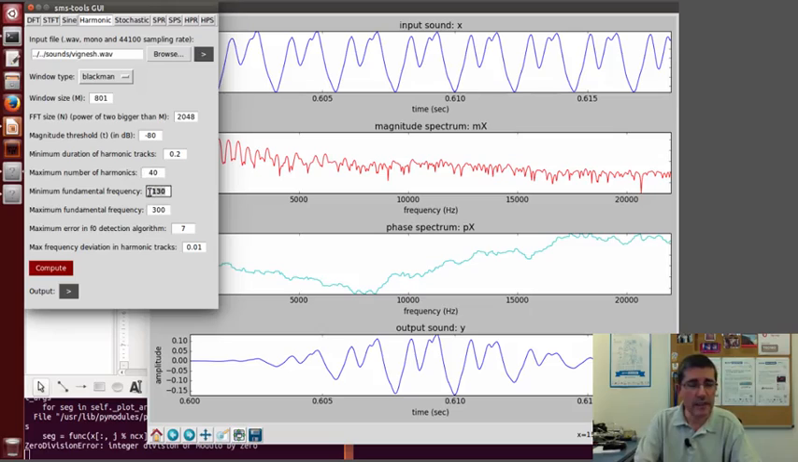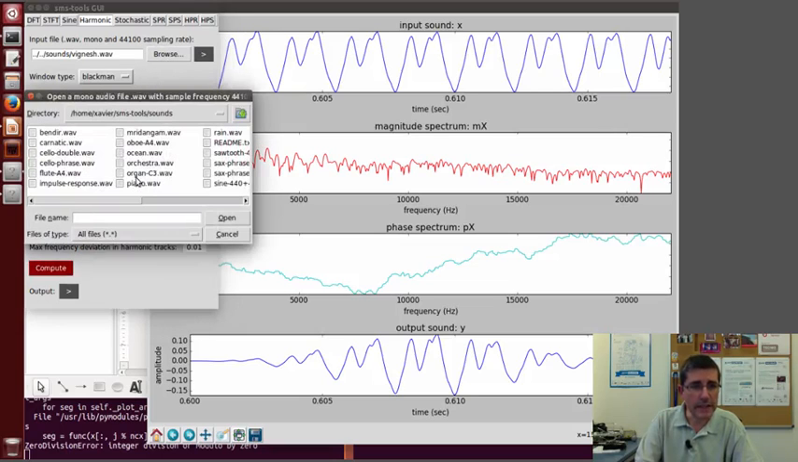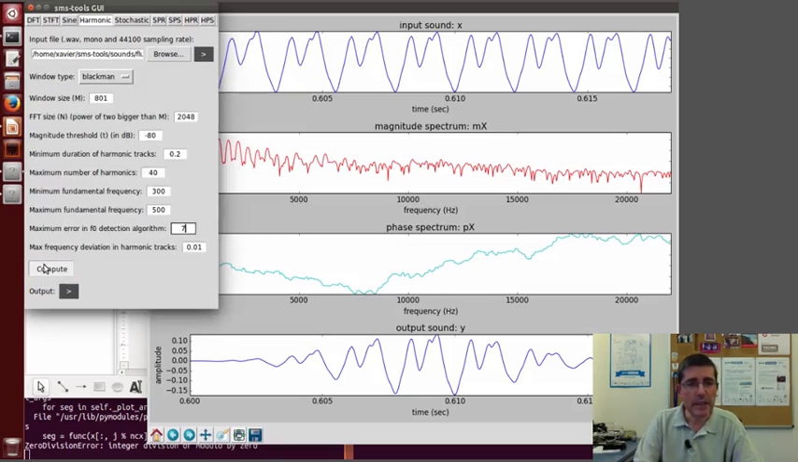And we have to set the minimum and maximum fundamental so that 440 fits here. I'm sure if we put 300 and 500 should be plenty. And for the error for the pitch detection, let's take the default 7, and the deviation, let's start with this value and see what happens. Oh, and of course we need to get the flute sound. Okay, now we can compute it.